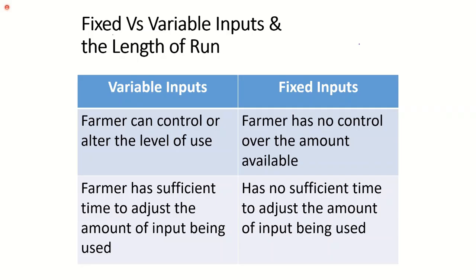The farmer has sufficient time to adjust the amount of input being used for a variable input, right? So what it means is the decision maker or the farmer can control or alter the level of use, and he has sufficient time to adjust the inputs being used. Fixed inputs, on the other hand, the farmer has no control over the amount available and has no sufficient time to adjust the amount of input being used.